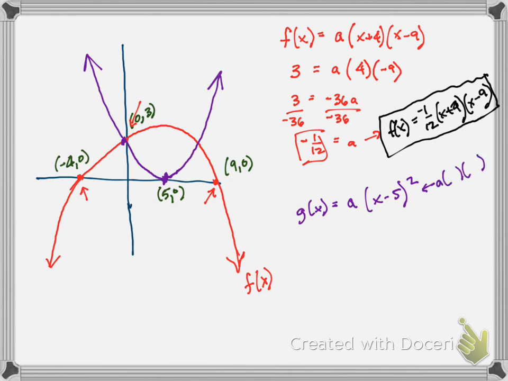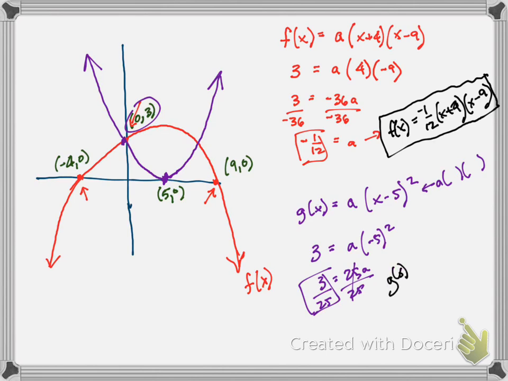Same idea. Now, I know that when my input x is 0, my output is 3. That's this ordered pair. So I'll put 3 in for my output, y, a, -5 squared. 3 is equal to 25a. I'll divide both sides by 25, and I get a is 3/25 as an exact value. And so g of x is equal to 3/25 times the quantity x minus 5 quantity squared.